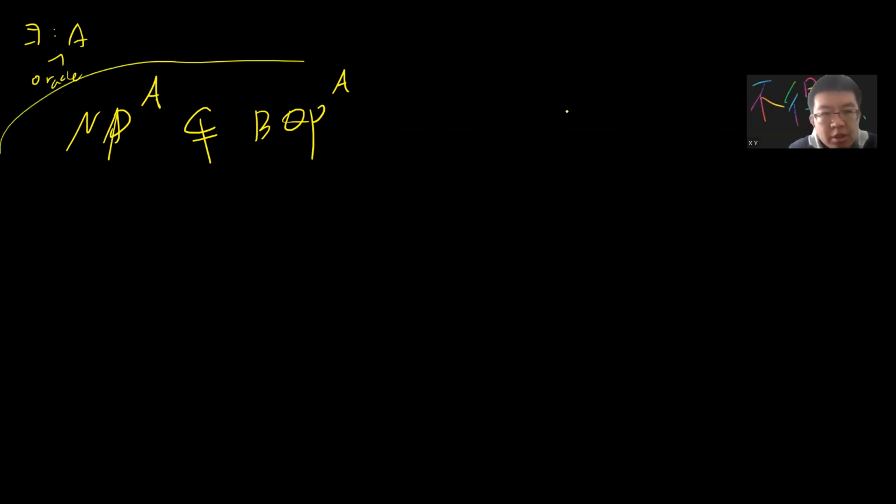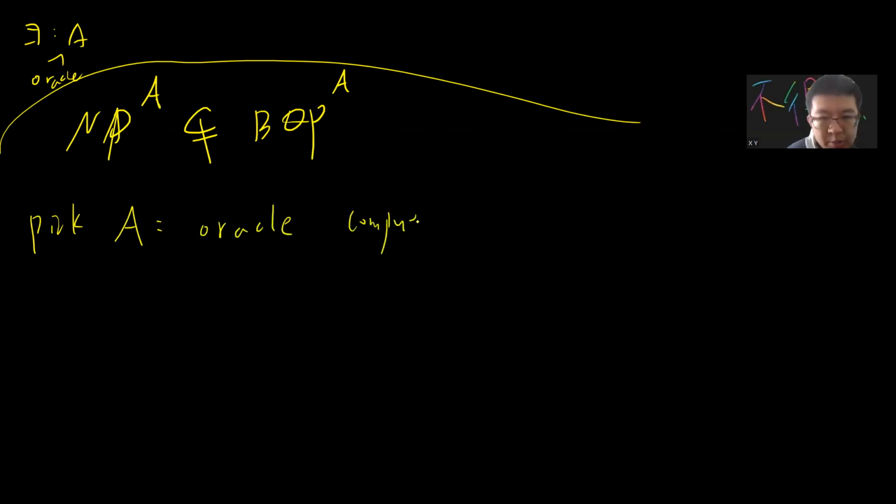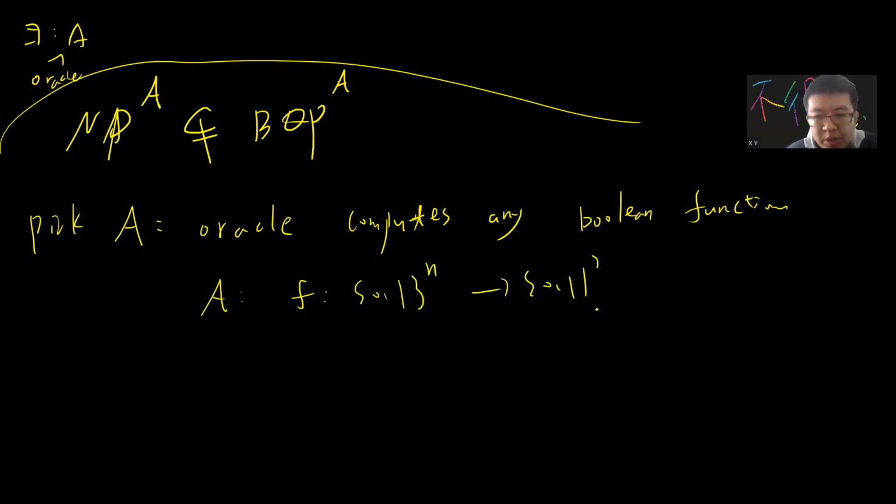We want to prove that NP^A is different from BQP^A, that there is such an oracle A. Due to the optimality of this Grover search problem, we can pick A to be the oracle that computes any Boolean function. A is a powerful oracle: somebody just gives you a Boolean function, and you can immediately compute f.